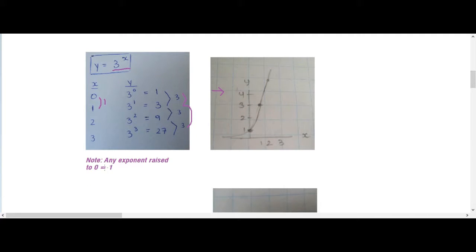Also a note, any number raised to the power of 0 equals 1. So when 3 is written as 3 to the power of x, we can assume that the first exponent would be 0, which means the first value would be 1.